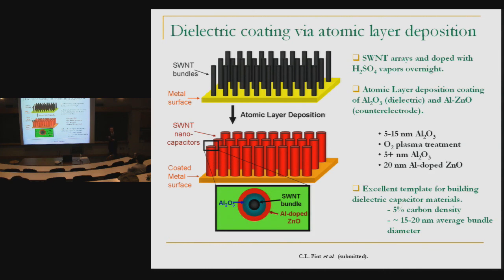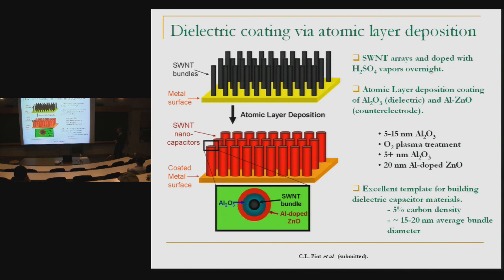And what oxygen plasma will do is it will burn away the carbon that's exposed in those pinholes. And so when you do coat the counter electrode, you don't create shorts in your device. Because if you have your carbon nanotubes coated directly with counter electrode, of course, your whole device is shorted. And of course, this isn't a capacitor. So that was a key step in order to do this.